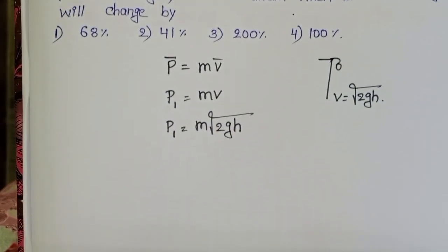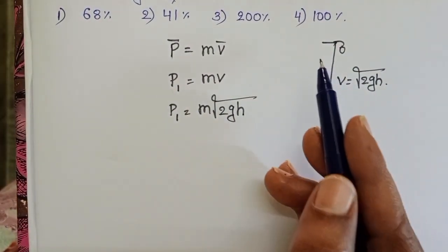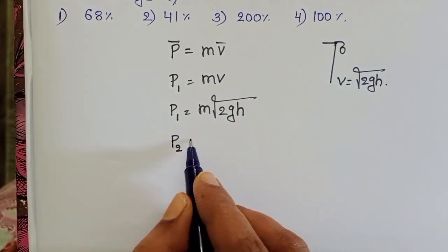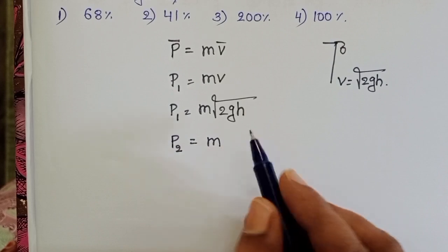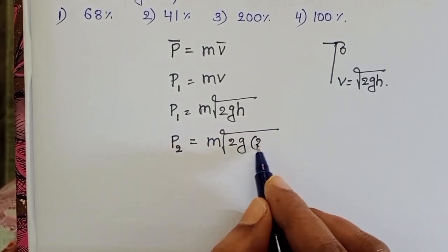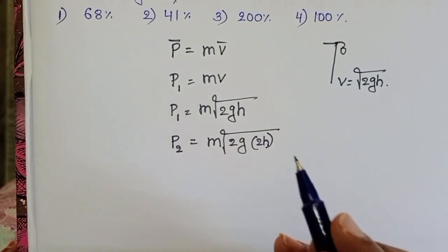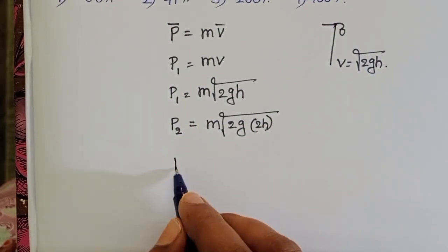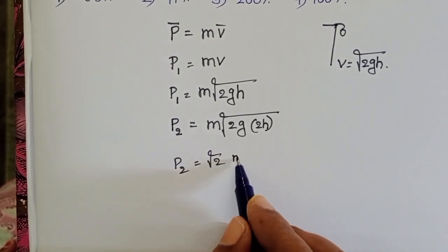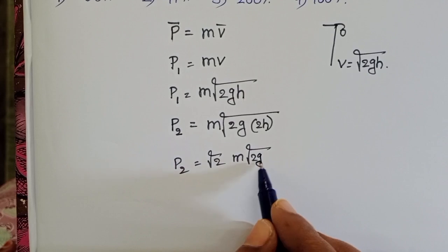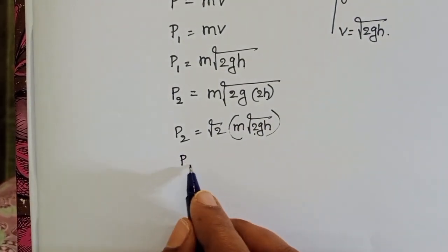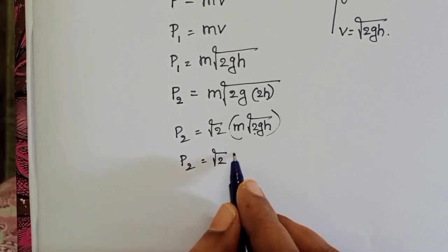After that, the height is 100% increased and the same ball is dropped from that height. In the second case, momentum, let it be p2, is mass into velocity, square root of 2g into height, which is 2h. 100% increase means height doubled. Then p2 is equal to root 2 into m into square root of 2gh. In this place, substitute initial momentum. p2 is equal to root 2 p1.